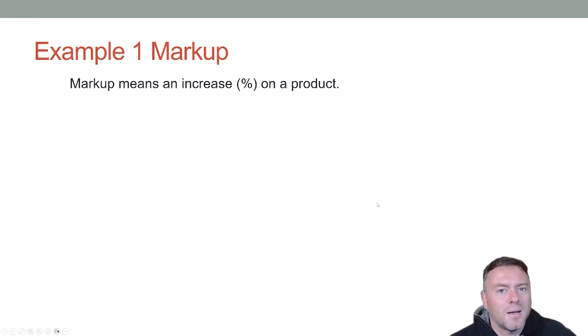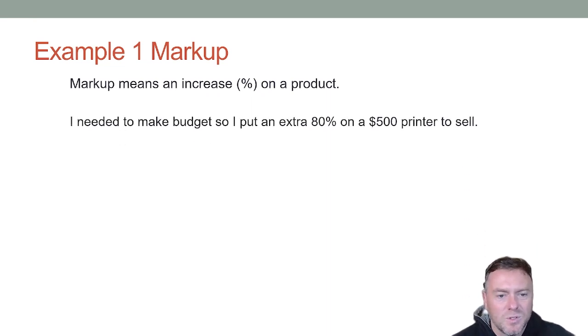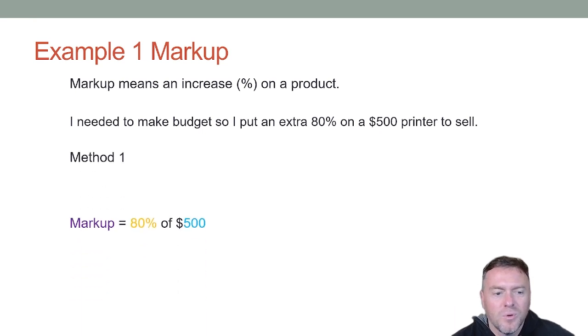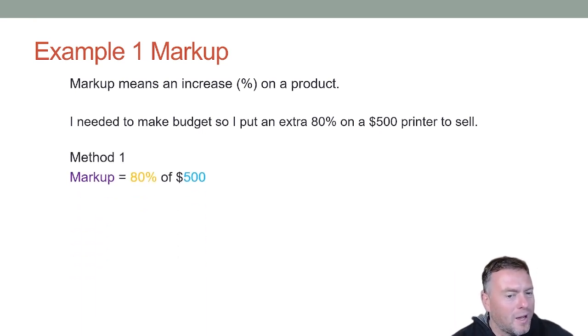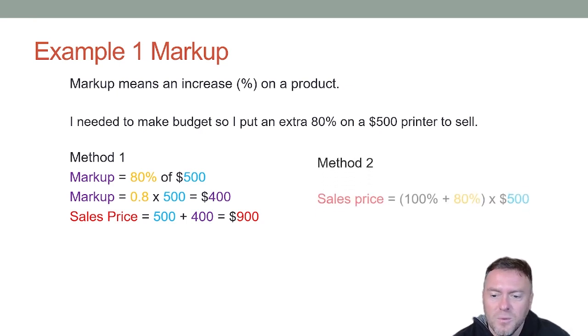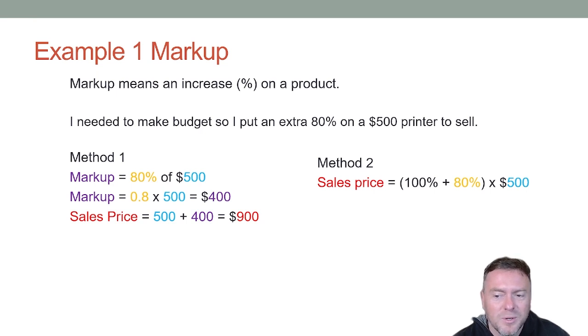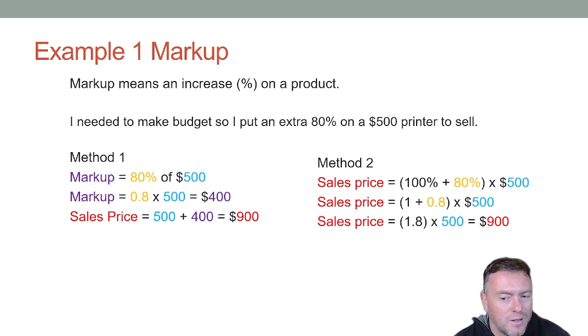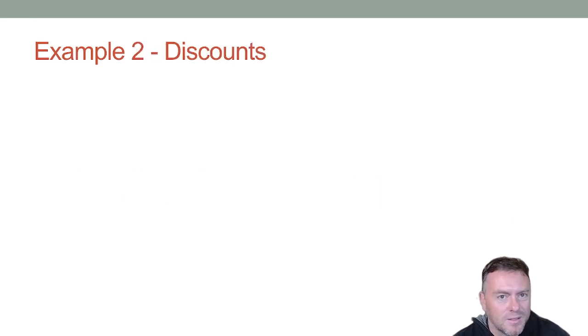So when we hear the word markup, it means an increase in percent. So if I had a $500 printer to sell and I needed to make an 80% commission on it, what would we do? The old way, we'd do 80% of 500, do 0.8 times 500, get 400, and then the sales price would be $500 plus $400 to give us the 900. Now that we've got the smarter way of doing it, we would do 100% plus 80%, which will give us 1.8. So 1.8 times 500, and that also gives us the 900. So it's a little bit faster.